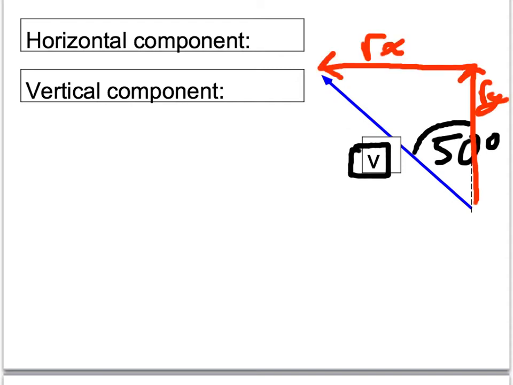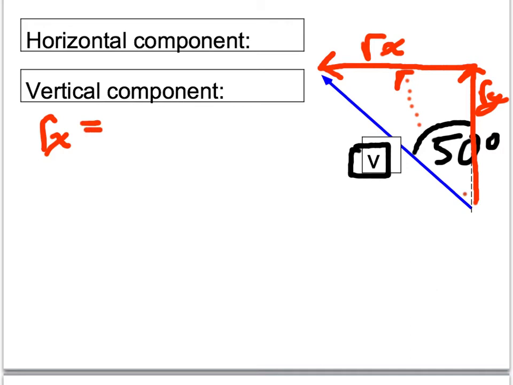Okay, so this one might have even been too tricky to have you try on your own. What makes this one super tricky is notice that the angle is actually opposite Rx. So in terms of trig, the opposite line is Rx and the adjacent line is Ry. So you actually can't use sine and cosine in the same way in this one.